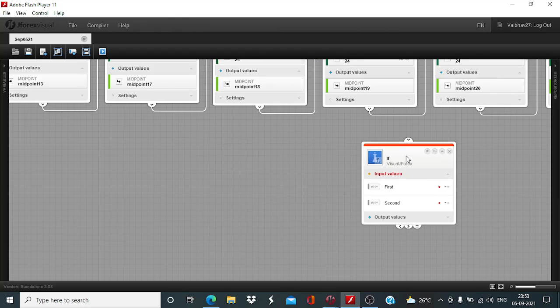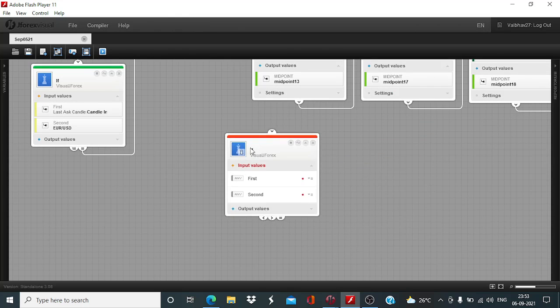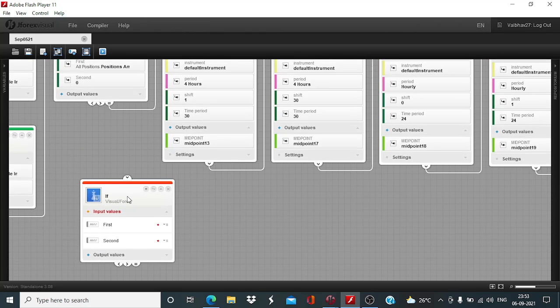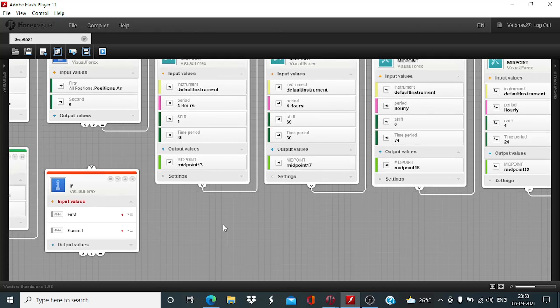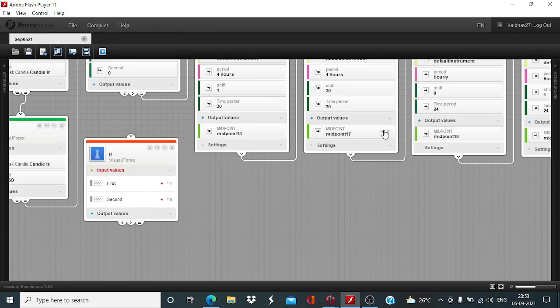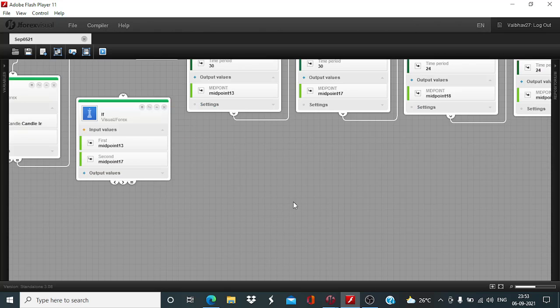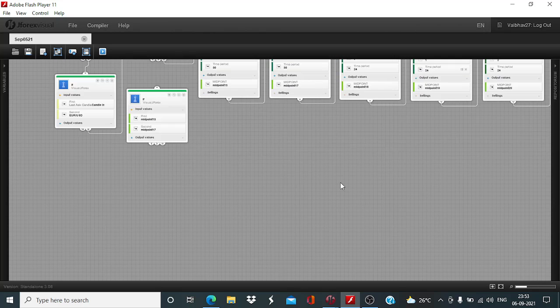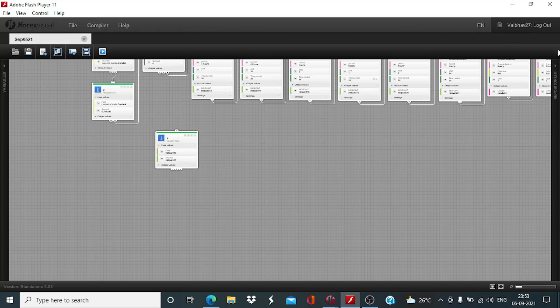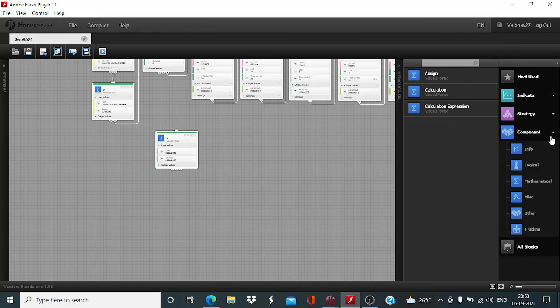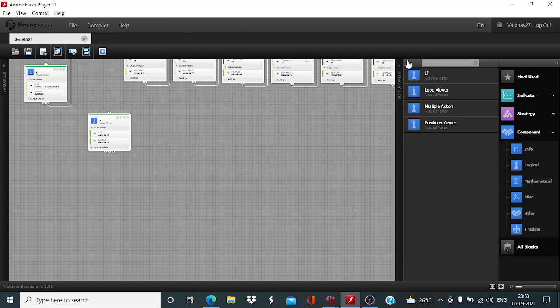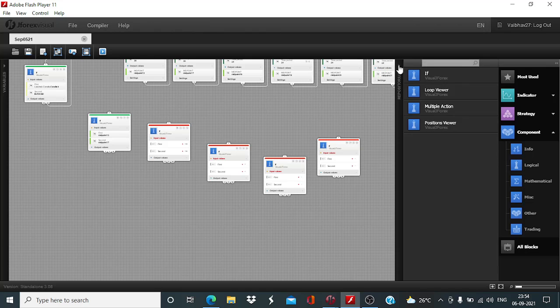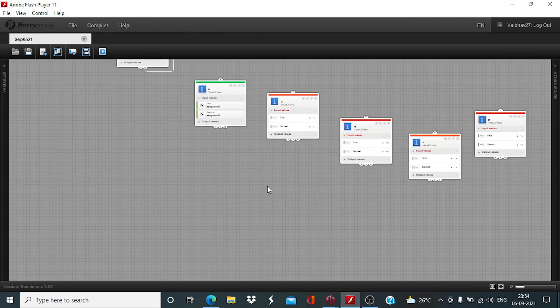Now we turn our attention to the output values of the midpoint first for hourly, and here the condition is simple. We need midpoint 13 to be greater than midpoint 17. So I will take these two variables, and we will need first input to be greater than second input. And a few more logical blocks will be needed now. Even I am not sure how many exactly, so we add a couple of these now, and if the need arises, we will add it again.